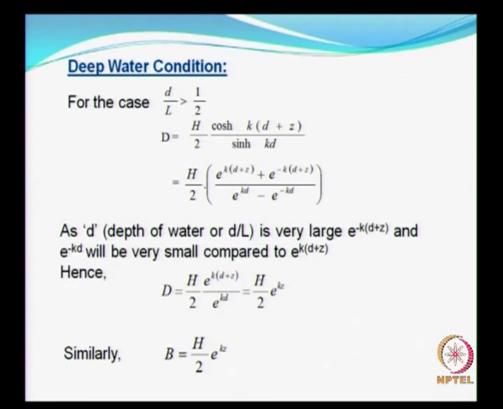But in deep waters, d is given by this expression as we have seen earlier, which can be written in the form of exponentials. When kd is very large, the negative exponential e to the power minus k into d plus z and e to the power minus kd will be very small. So you can simply write this expression as given here, which is nothing but h by 2 into e to the power kz. The same thing will hold good for b, the other direction of displacement.